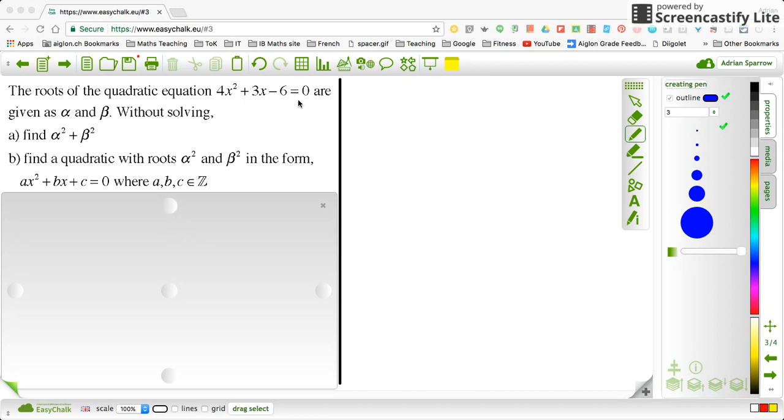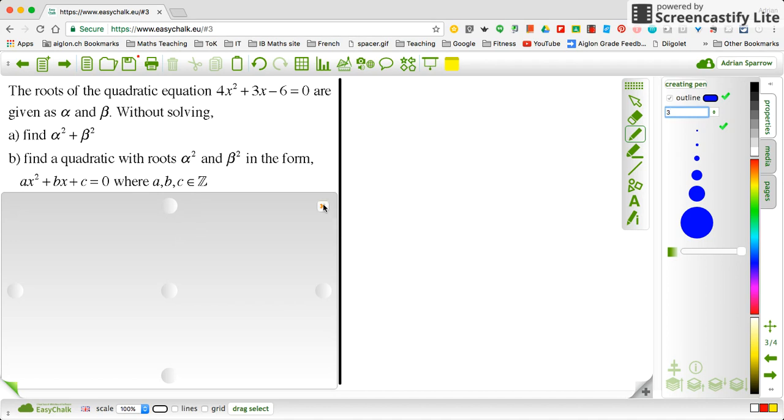So I've got a quadratic equation. I've got the roots alpha and beta. I don't want to solve this equation at all. What I want to do is try and find alpha squared plus beta squared, and then I want to go on and find another quadratic equation like this with the roots alpha squared and beta squared.